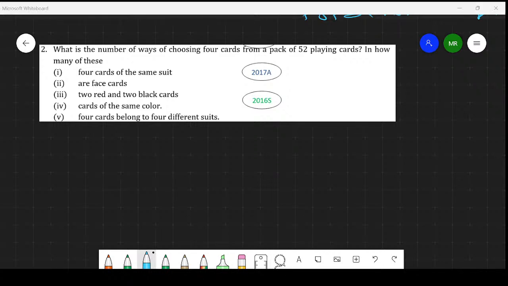I am going to explain only 5 questions in 5 marks. No doubt you can do these problems.